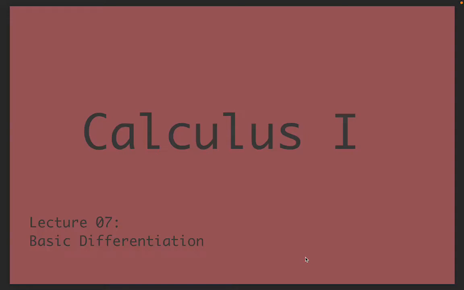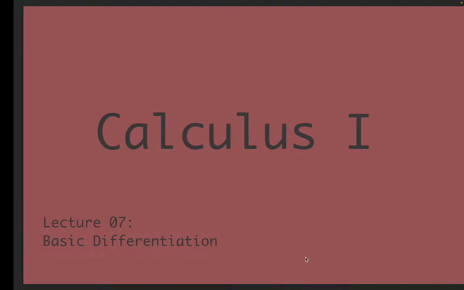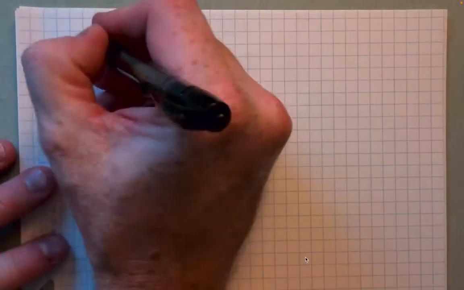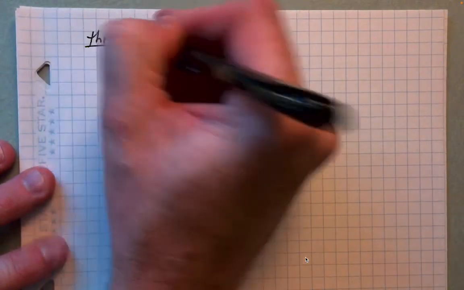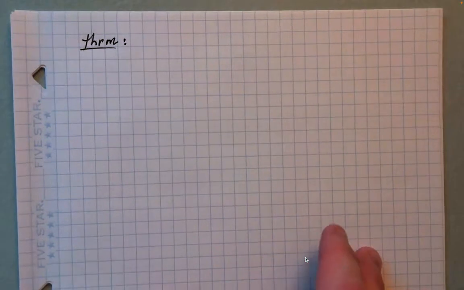Okay, welcome back to part 2 of lecture 7. Here we're going to continue with our basic differentiation rules, and let's talk next about the exponential function. So here's a theorem, and we'll prove this one, although I think it'll be kind of a slog for some of us, but let's take a look at it.